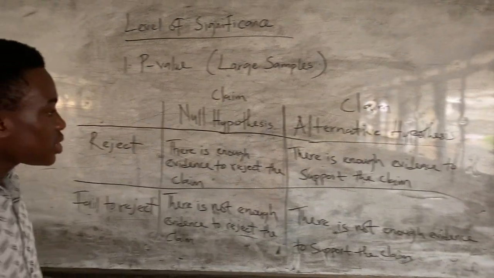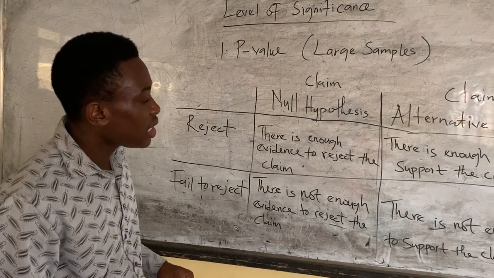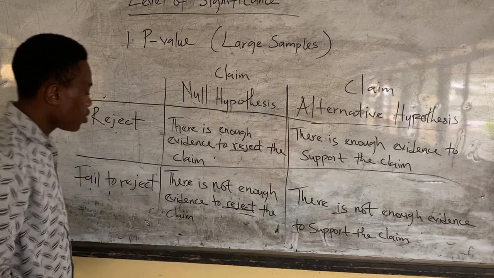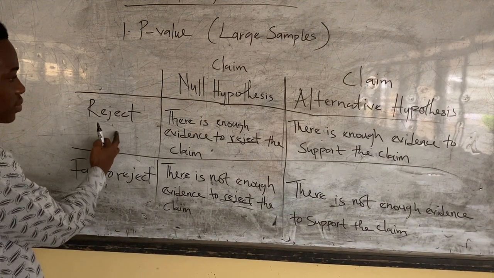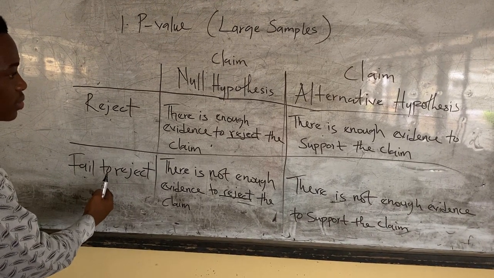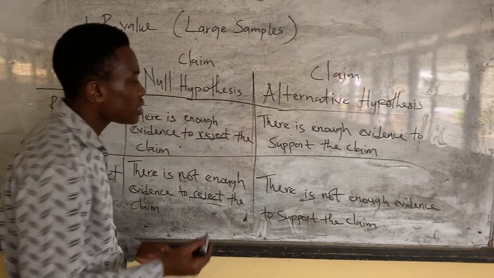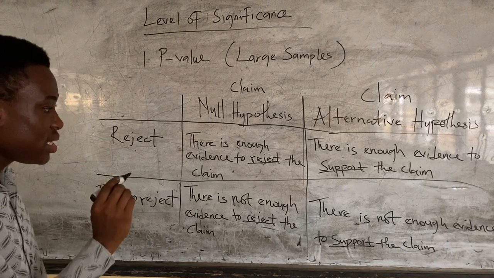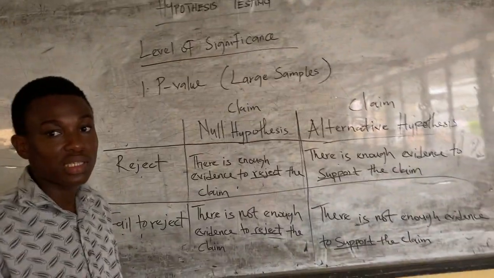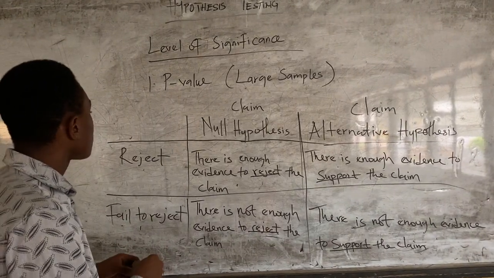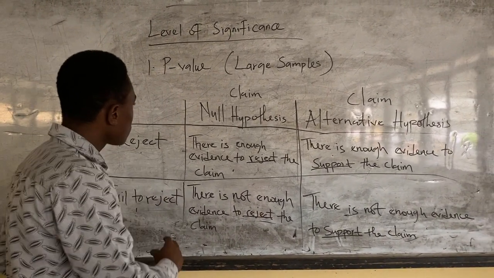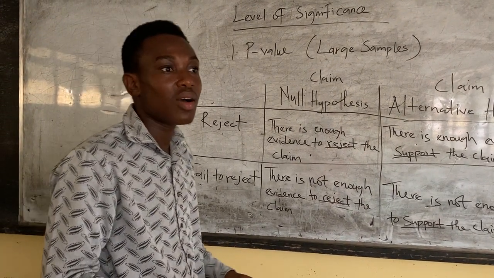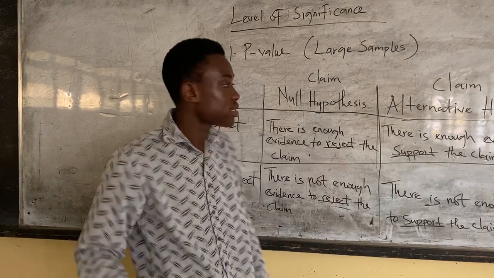So you realize that almost all the statements are the same, but the null hypothesis uses reject, whether the decision rule is to reject or fail to reject. And then the alternative hypothesis uses support. So those are the two key elements in stating your final decision, whether your decision is to reject or fail to reject, when the claim is either a null hypothesis or an alternative hypothesis.